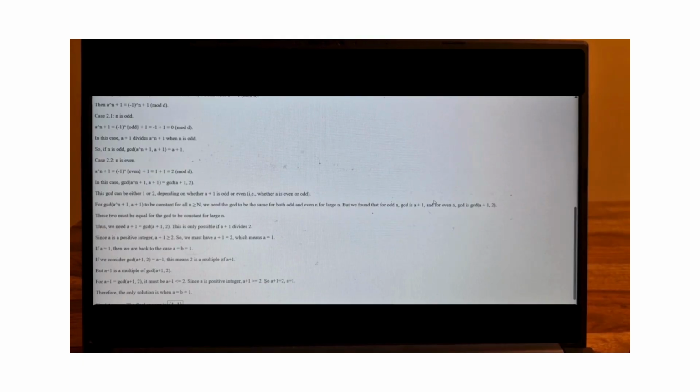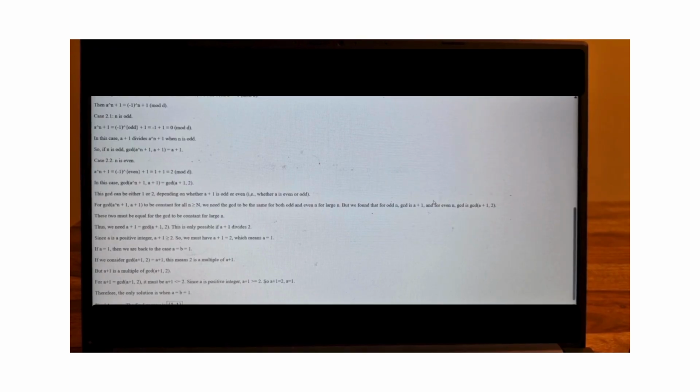Case 2.2, n is even. a^n + 1 is congruent to (minus 1)^even + 1, which is congruent to 1 + 1, which is congruent to 2 modulo d. In this case, the greatest common divisor of a^n + 1 and a + 1 equals the greatest common divisor of a + 1 and 2. This greatest common divisor can be either 1 or 2, depending on whether a + 1 is odd or even, i.e., whether a is even or odd.